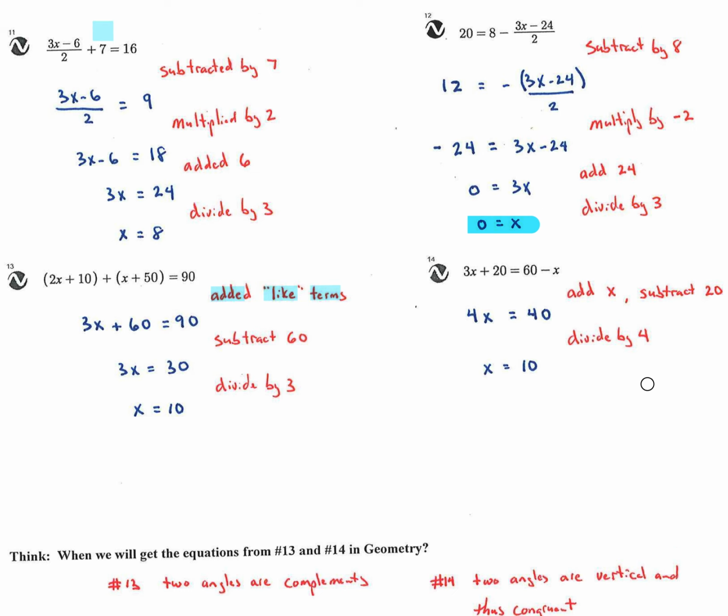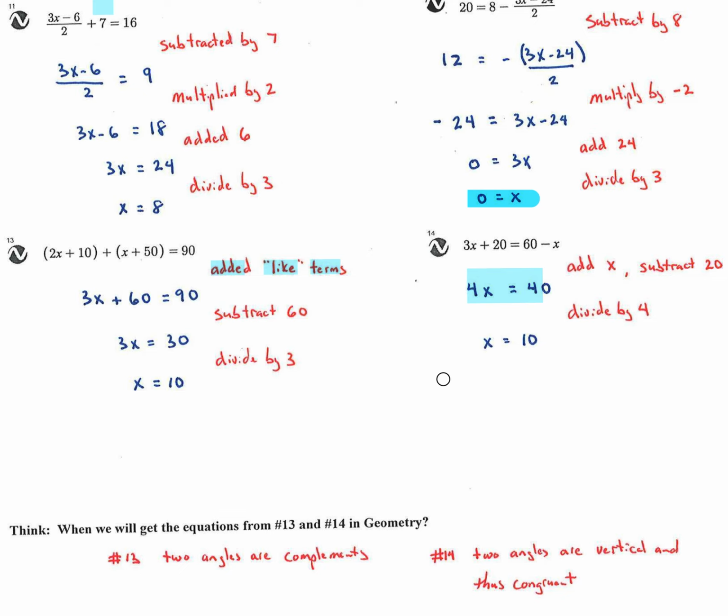Over here, I'm going to go from here to here by the same thing. I'm going to combine like terms. This is a negative x, right? Subtracting x, so I'm going to add x to the other side. 3x plus x is 4x. And then I'm going to subtract 20. 60 minus 20 is 40. And I get this line here. And then I'm just going to divide by 4, because 4 times x, I want to divide by 4 to get rid of it.